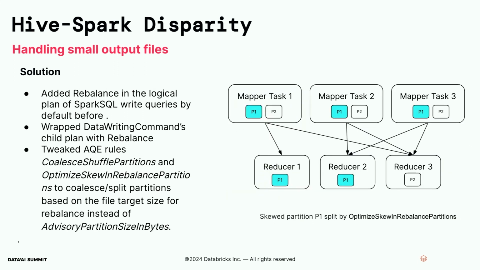We also had to tweak a couple of AQE rules, that is coalesce and optimize skew, to work with the file target size, so that we can create bigger partitions at the last shuffle, right? Maybe 1 GB, 2 GB, or 5 GB partitions without impacting the previous stages and the parallelism of the job.